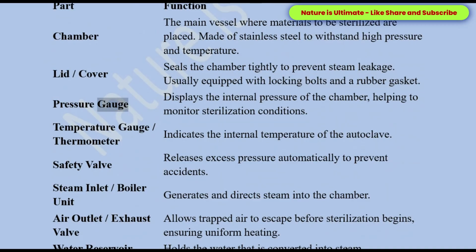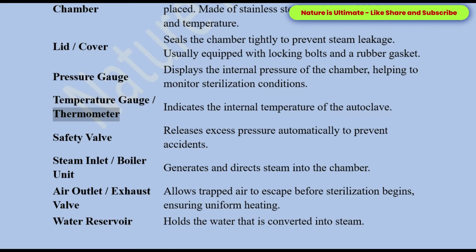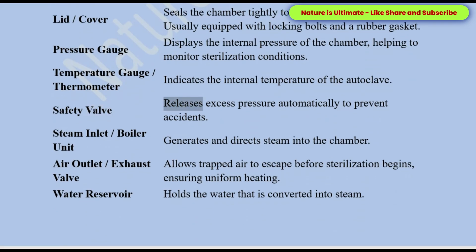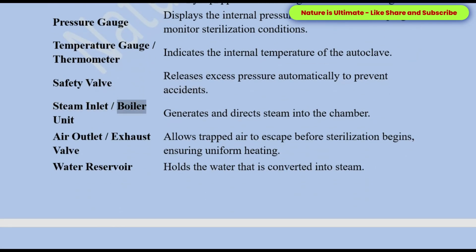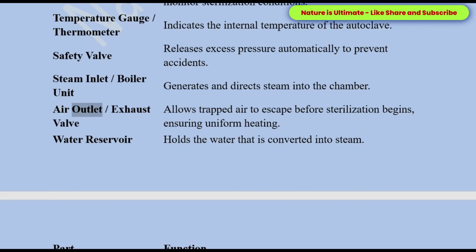Pressure gauge: displays the internal pressure of the chamber, helping to monitor sterilization conditions. Temperature gauge/thermometer: indicates the internal temperature of the autoclave. Safety valve: releases excess pressure automatically to prevent accidents. Steam inlet/boiler unit: generates and directs steam into the chamber. Air outlet/exhaust valve: allows trapped air to escape before sterilization begins, ensuring uniform heating.